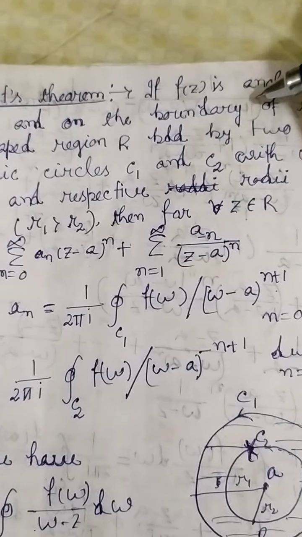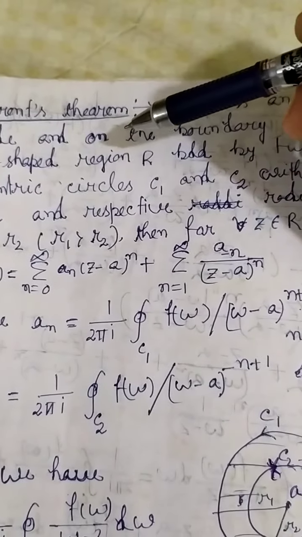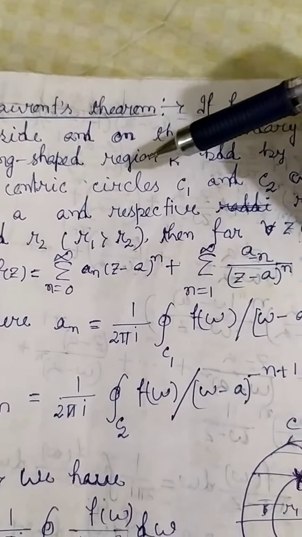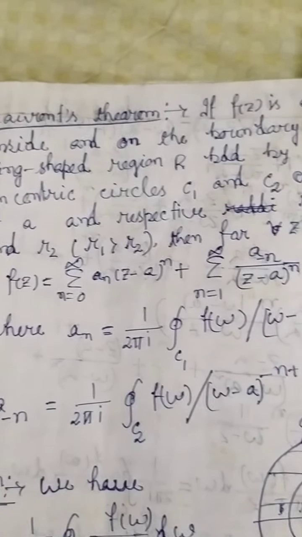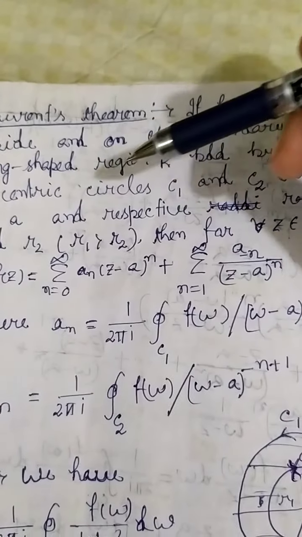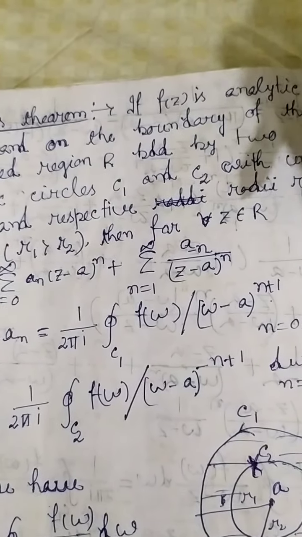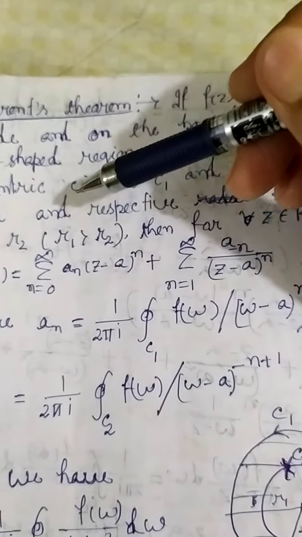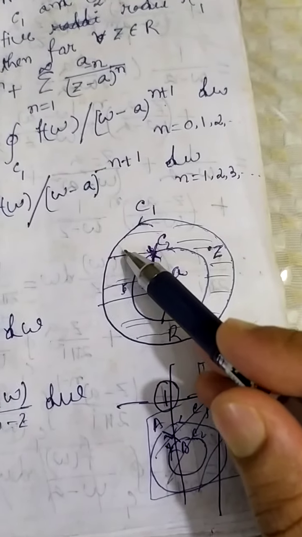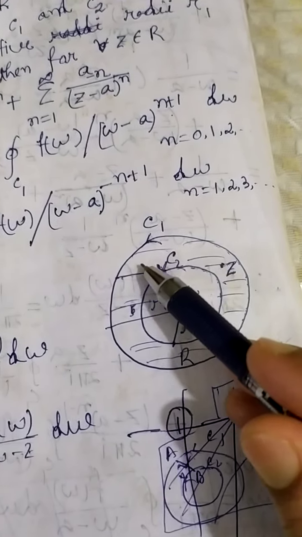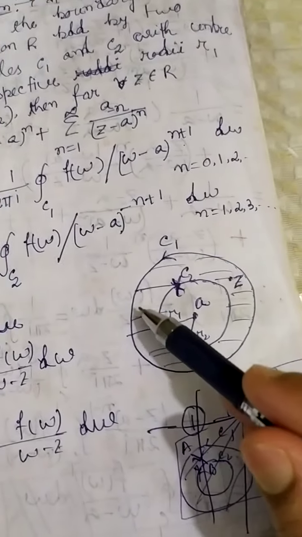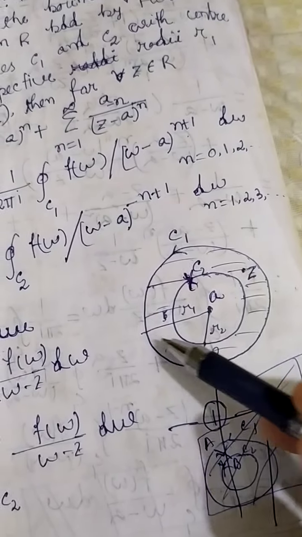What is this? If f(z) is analytic inside and on the boundary of a ring shape region bounded by two concentric circles C1 and C2 with center at a and respective radii small r1 and small r2. This is the region, the ring shape region. This is also said to be an annulus or annular.